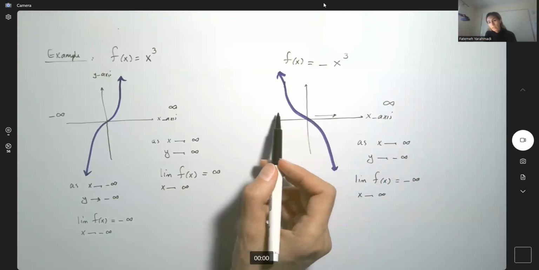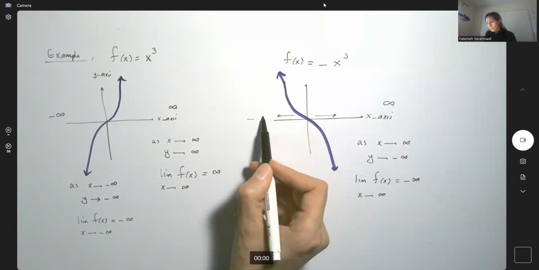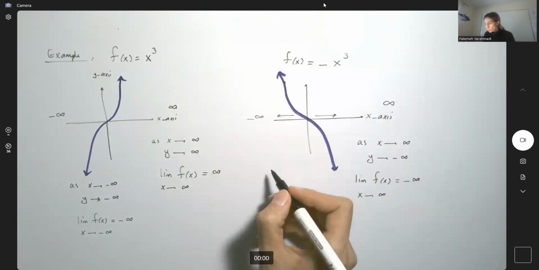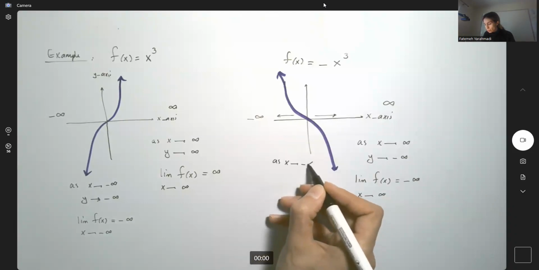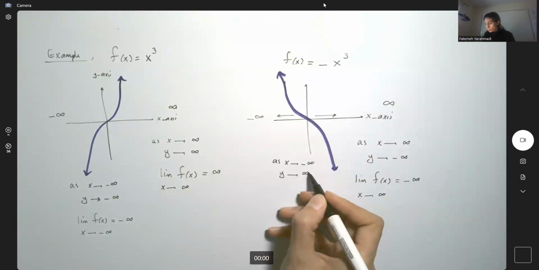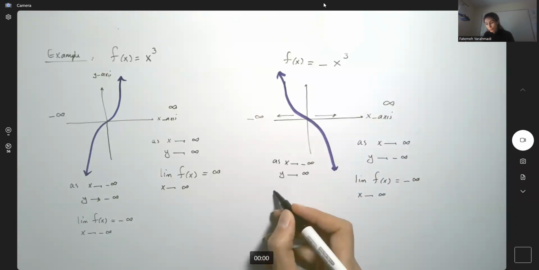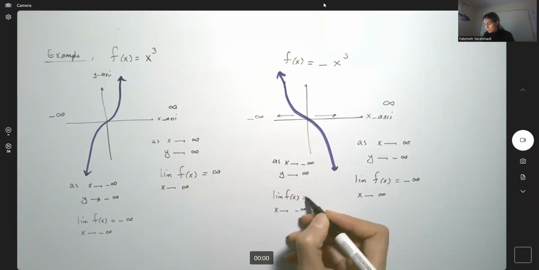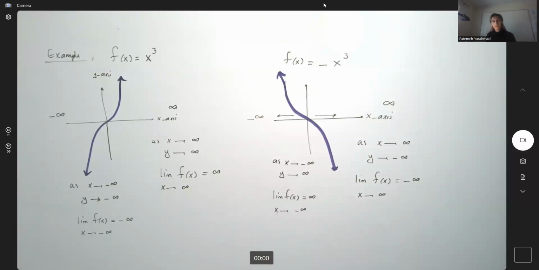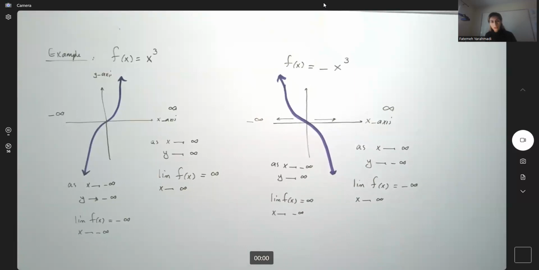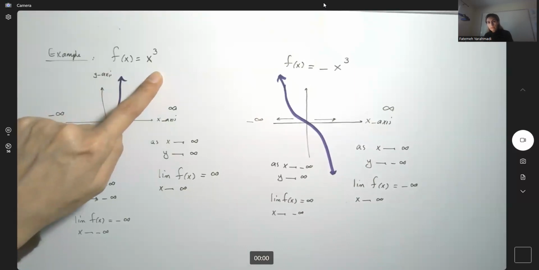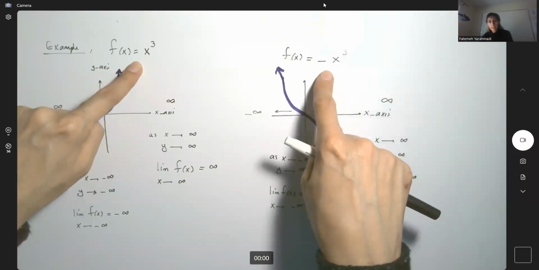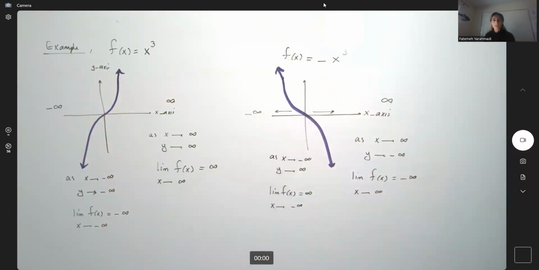What about the left-hand side? As x goes to negative infinity, my y values are getting larger and larger. So as x goes to negative infinity, y goes to positive infinity, or in limit world, the limit of f of x as x goes to negative infinity is positive infinity. So the function of degree 3 with different coefficients, a positive coefficient and a negative coefficient. This is the behavior of this function.